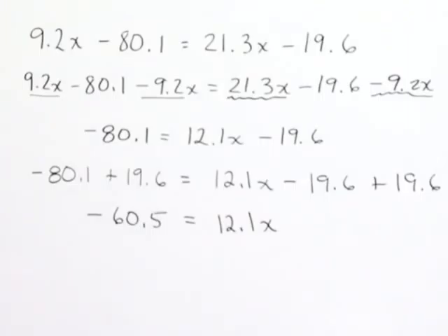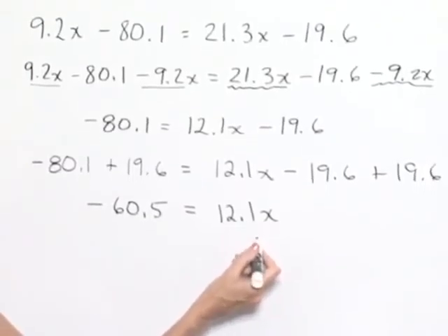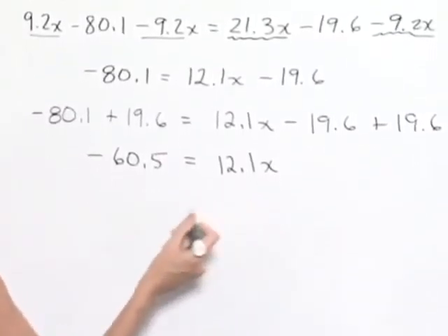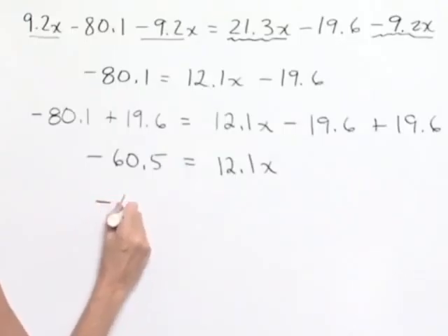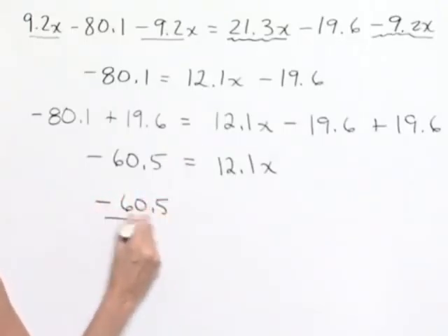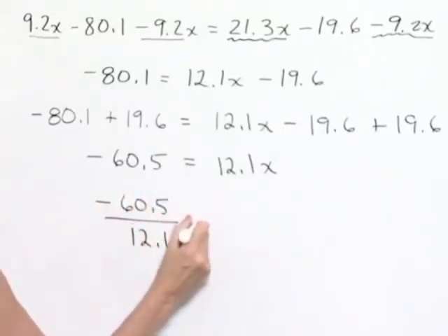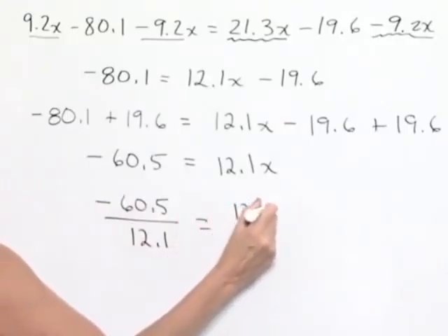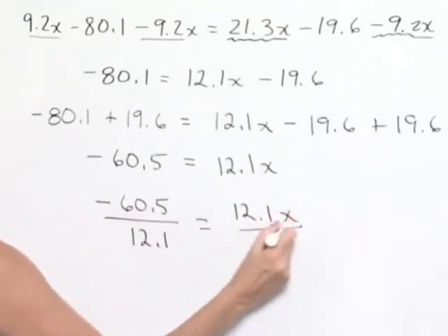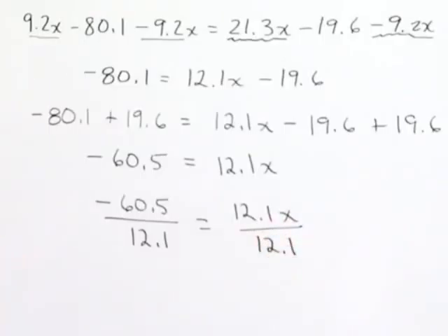Now what we're able to do is note that in order to solve for x, we see that we are multiplying by 12 and 1/10. We can undo the multiplication by using division. So we'll end up having negative 60 and 5/10 divided by 12 and 1/10 equals our 12 and 1/10 x divided by 12 and 1/10.